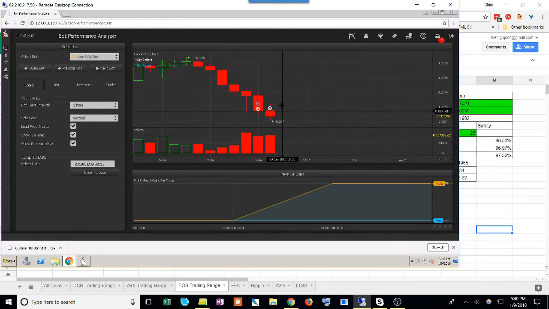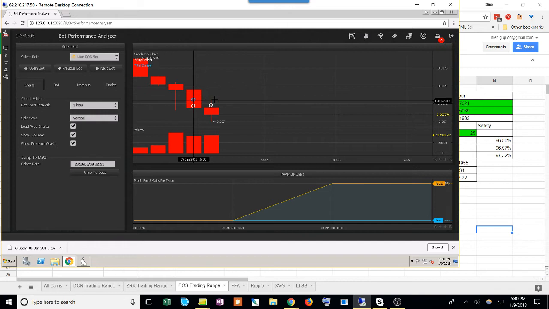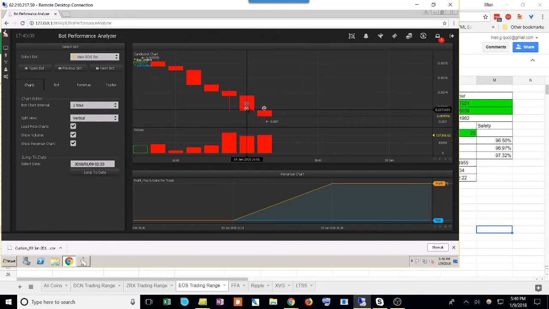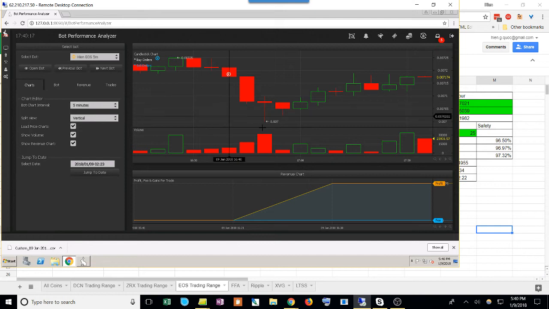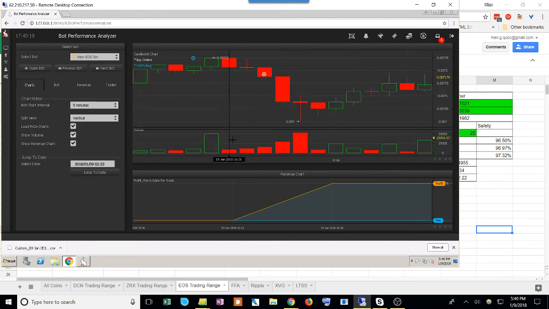Alright, so in the last 2 hours right here, I'm just going to zoom in real quick. It went ahead and bought, and it sold. And then this is a 1 hour mark, so let me look at the 5-minute mark. We'll see what happens here. Alright, let's see here. Let me zoom out.